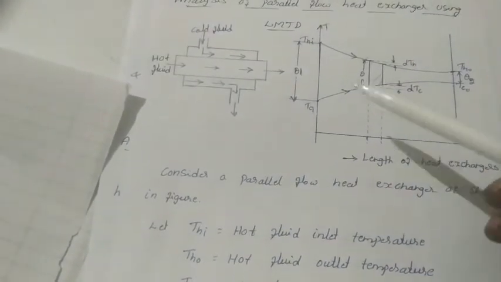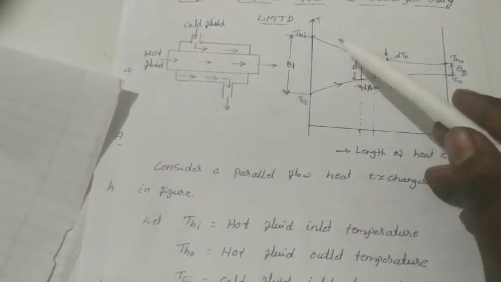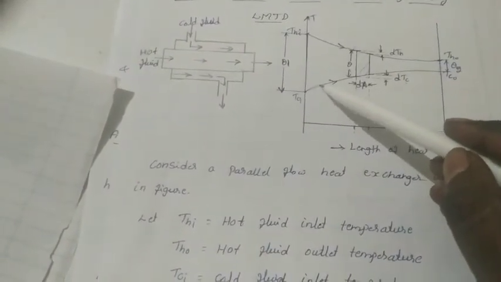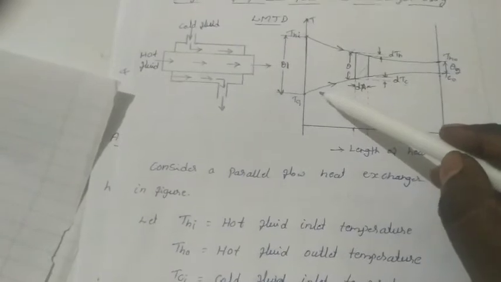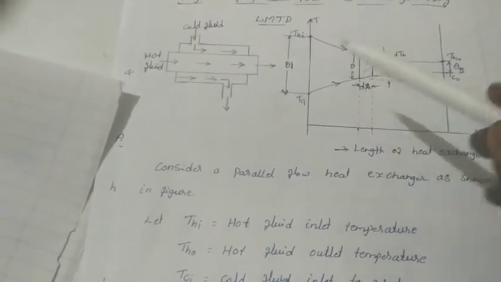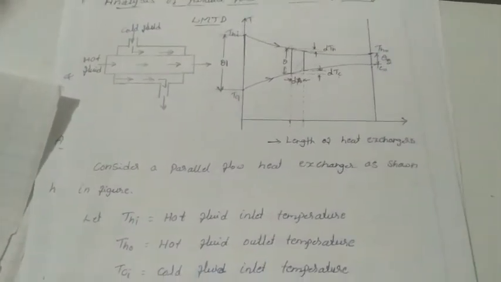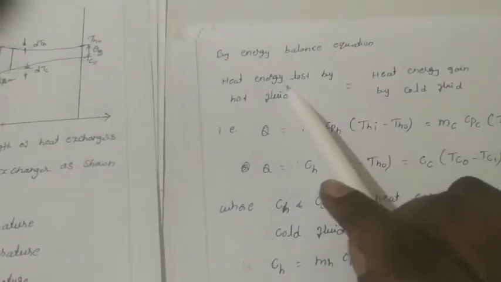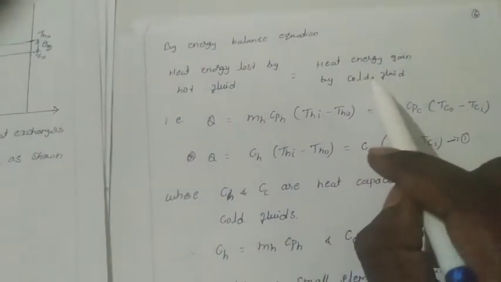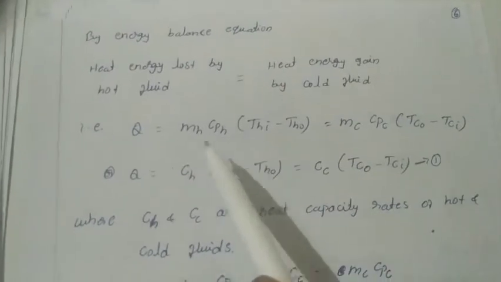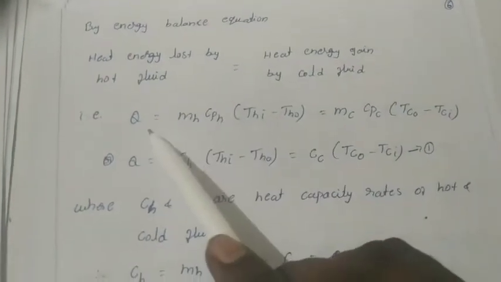So that means the amount of heat energy lost by the hot fluid is equal to the amount of heat gained by the cold fluid. So heat transfer to the surroundings is neglected. According to that energy balance equation, heat lost by the hot fluid is equal to heat gained by the cold fluid. Within that, let us consider Q, the heat energy.